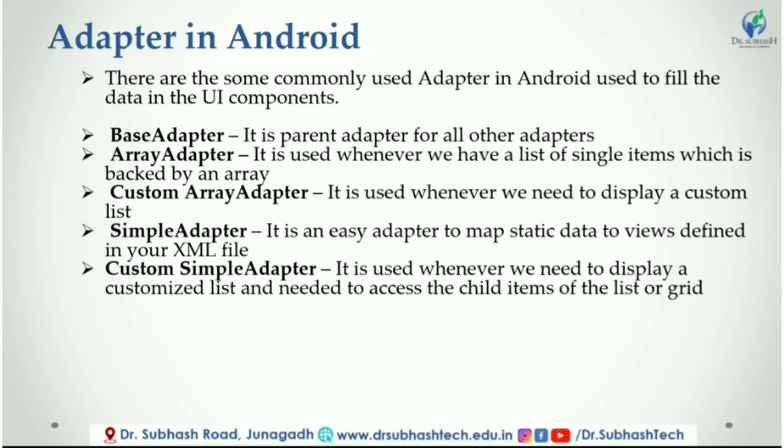And next is custom simple adapter. Whenever we have to create a custom list, we need to implement a custom adapter. Array adapter is used when we have a list of single items backed by an array. So if we need customization in list view or grid view, we need to implement simple adapter. But when we need more customization in a list or grid item where we have many views in a list item, and we have to perform any event like click or any other event on a particular view, then we need to implement a custom adapter which fulfills our requirements and is quite easy to implement.